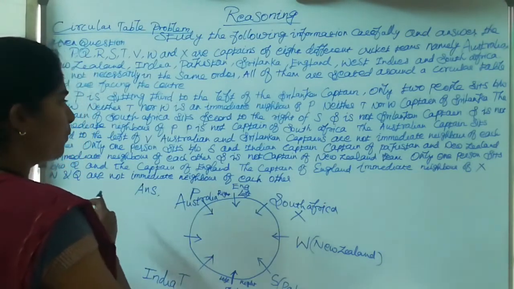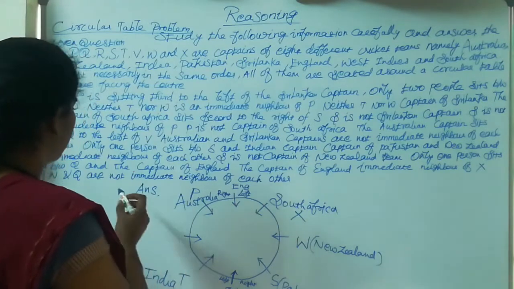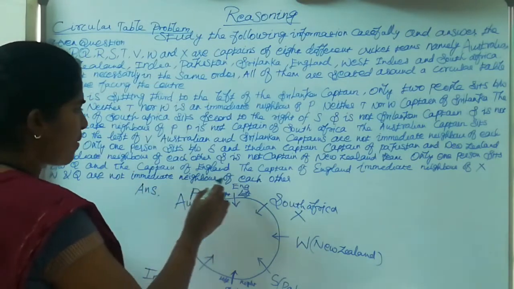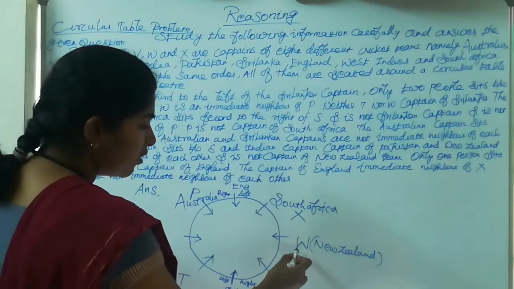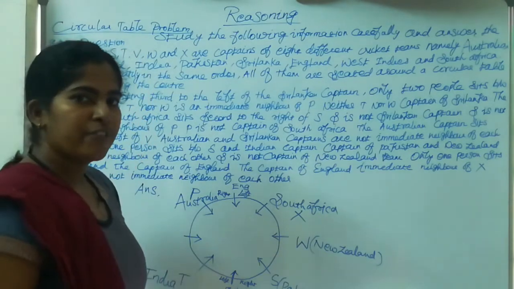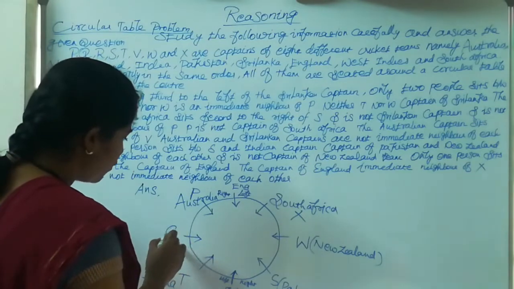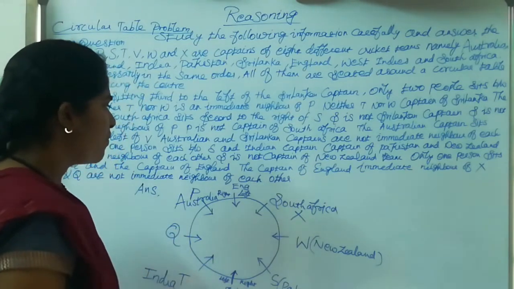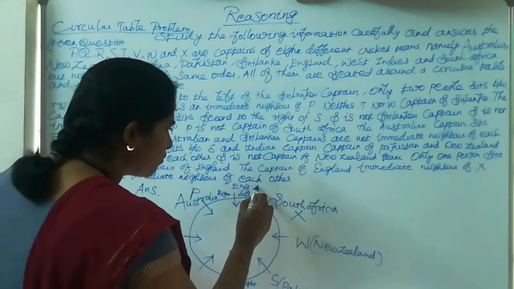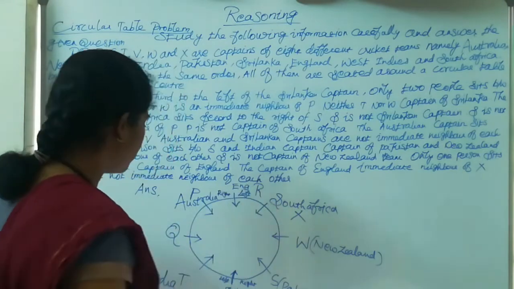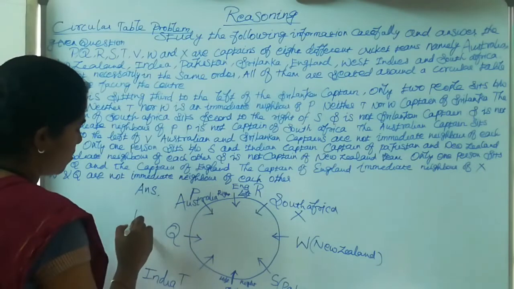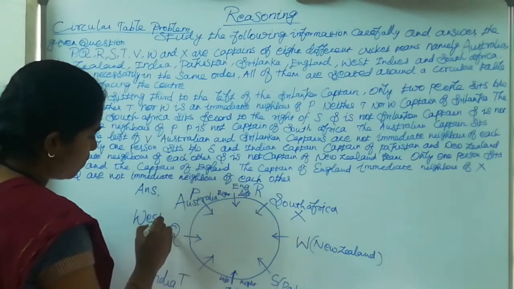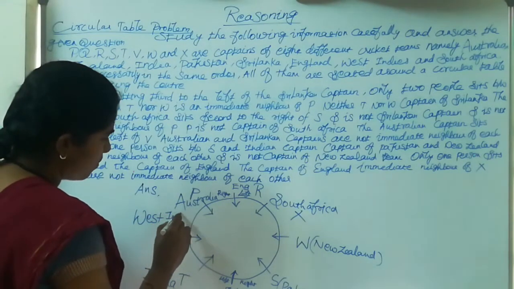W and Q are not immediate neighbors of each other. W is captain of New Zealand, and Q is placed here. The remaining letter is England, and the remaining country for the captain is West Indies.